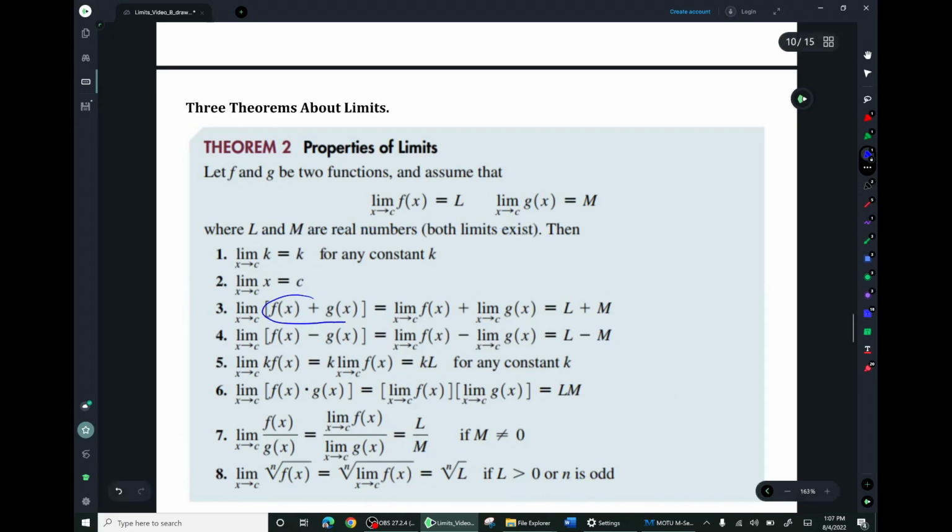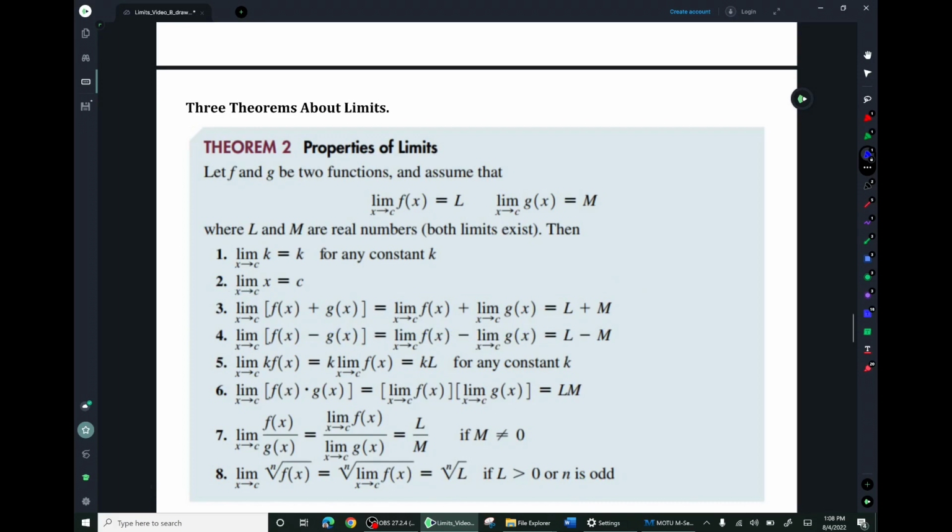So for instance, if I consider the function obtained by adding the functions f of x and g of x, and I take the limit of that function, well then I get the same result that I would get by taking the limit of f separately and the limit of g separately and adding those limits together. So that's kind of what you expect. That is, the limit of a sum of functions, that's this quantity, is equal to the sum of the limits of the functions. That's this quantity, the green quantity on the right.